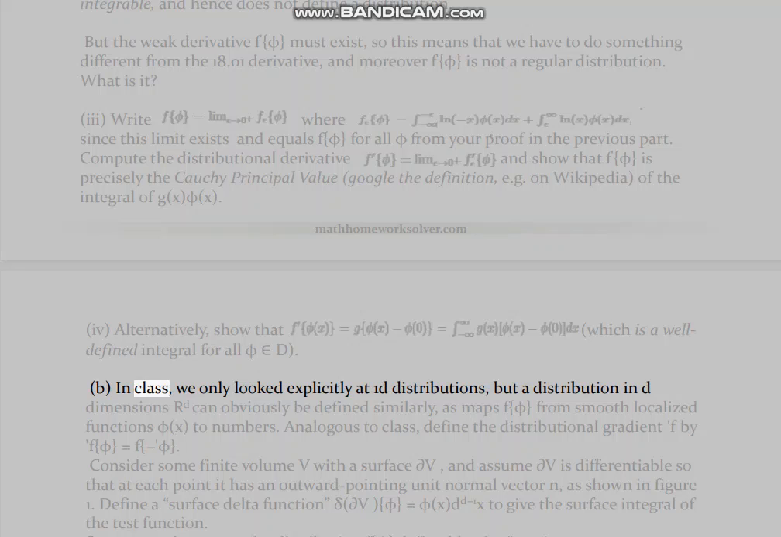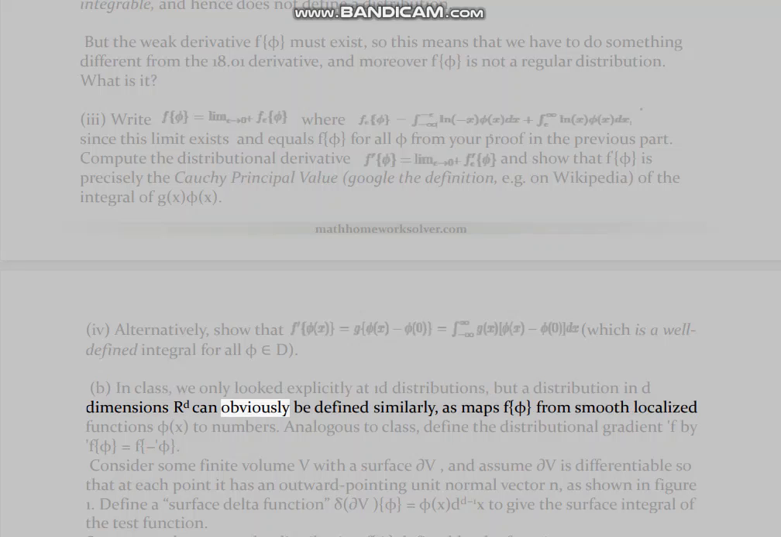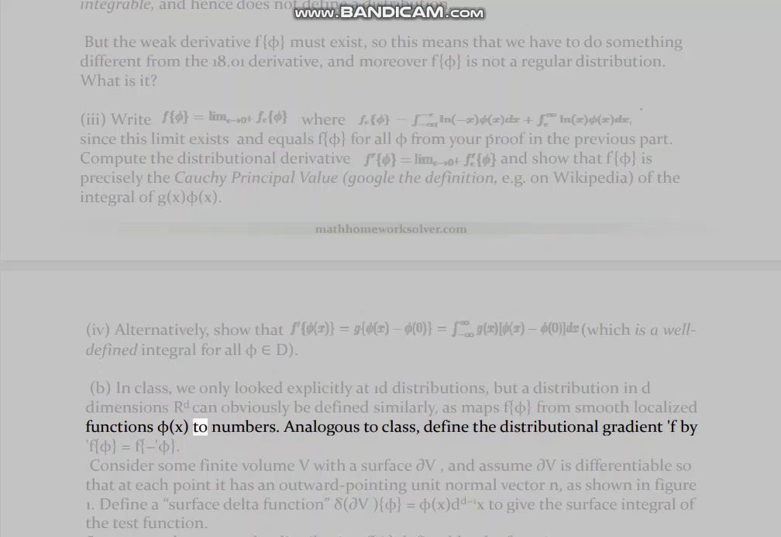B. In class, we only looked explicitly at 1D distributions, but a distribution in d dimensions, R^d, can obviously be defined similarly, as maps f[φ] from smooth localized functions φ(x) to numbers. Analogous to class, define the distributional gradient ∇f by ⟨∇f, φ⟩ equals −⟨f, ∇φ⟩.